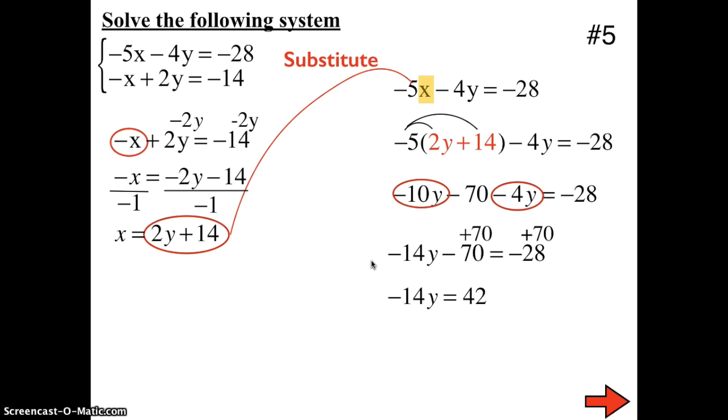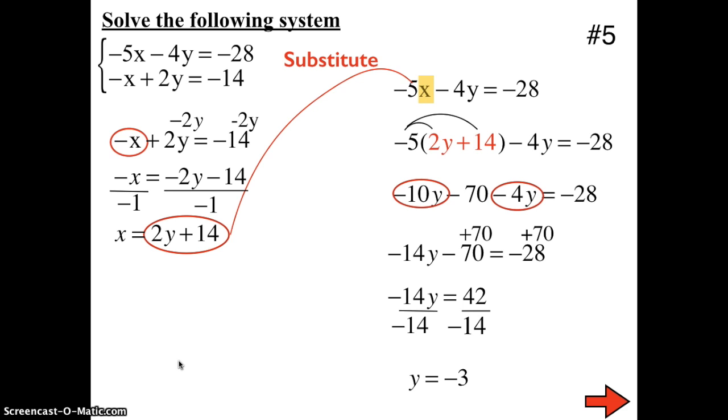Now the very, very last step, again, is to go ahead and divide by your coefficient, which in this case is a negative 14. So I'm going to go and do that, and I'm left with y equals negative 3. So what do you do from here? Now that I have a value for my y, I still need to find the value for the x. How do I do that?